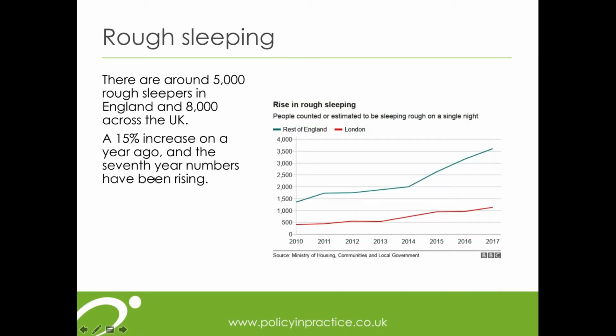Rough sleeping is another big part of the challenge. There are around 5,000 rough sleepers in England, around 8,000 across the UK. What I thought was most telling is that these numbers have been going up and up and up, and I think that's becoming more and more visible in quite a few places. When we go to visit our local authority councils, on the walk from the railway station to the council office, you can meet one or two if you want to understand the homelessness problem.